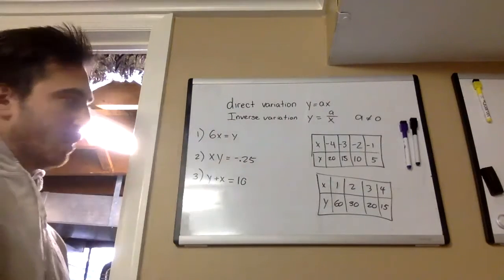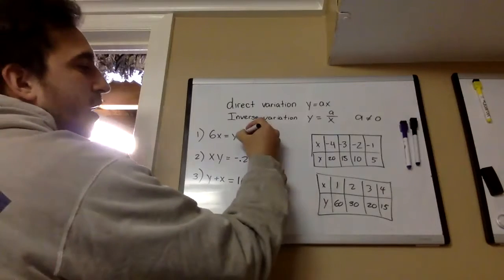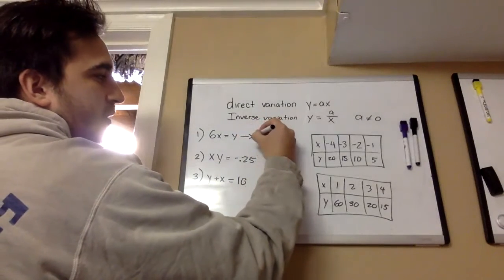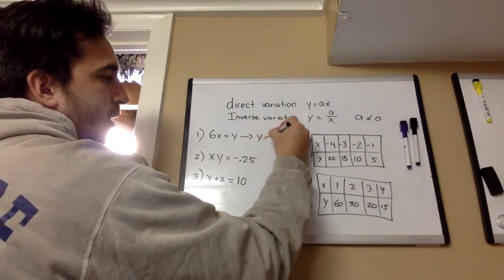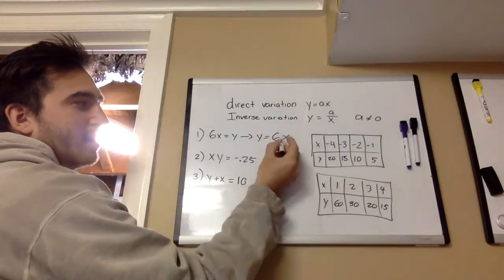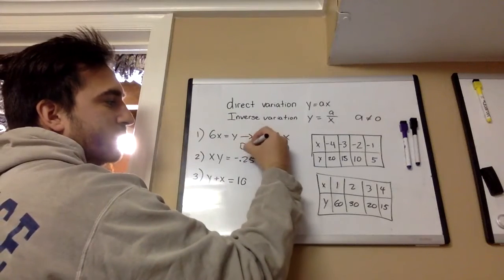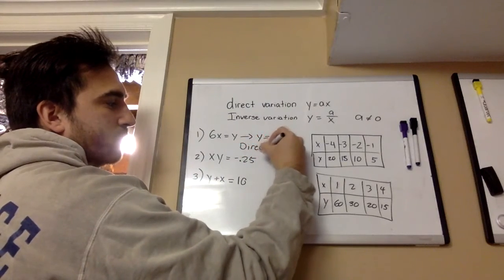So in the first problem here, we have 6x is equal to y. It's already solved for y, but I know a lot of you like to see it with the y on the left, so I'm going to change it to y equals 6x. Y equals 6 is my a, this is my x, so it resembles the first one. This is going to be a direct variation.